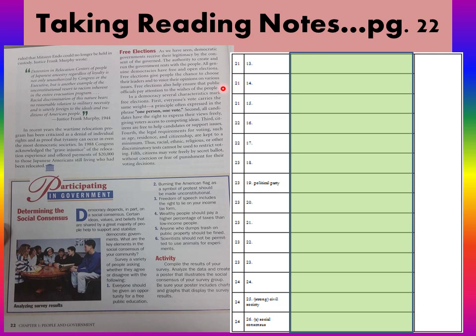Okay, moving on. On number 17, you should have written one person, one vote. And so we're going to read this paragraph right here to see what that means and what we should put in our details for number 17.